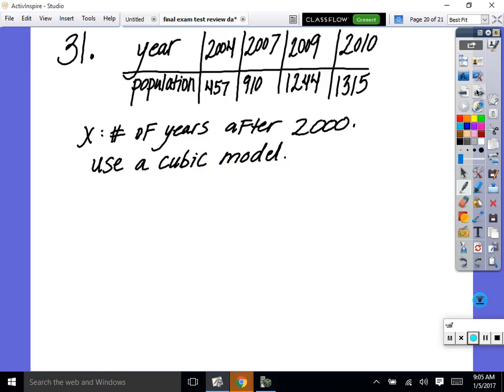Okay, so then on 31, this is the same thing, you'll use your stat key again. But here's what you've got to remember. Read this. It says x is the number of years after 2000. So what would x be here? 4, correct? 4 years after 2000? You've got to use the correct x or you'll get it wrong. This would be 7 years, 9 years, and 10 years after 2000.